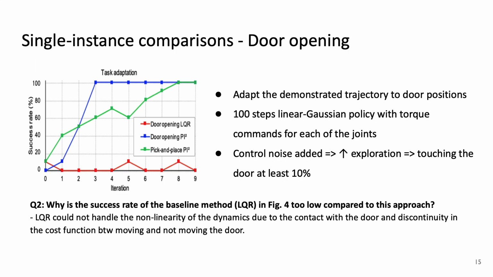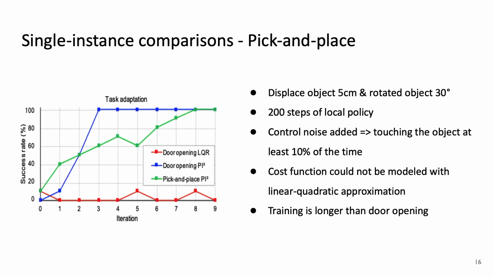Question 2. Why is the success rate of the baseline model in Figure 4 so low compared to these methods? LQR could not handle the nonlinearity of dynamics due to the contact with the door and the discontinuity in the cost function between moving and not moving the door.